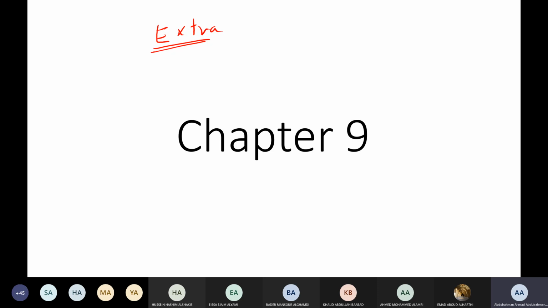Extra. Go to the Blackboard, open the file which is called Extra, not chapter 1 or 2 or 3. Go to chapter 9, which is in Extra. There is a file called Extra, and you will find the same.